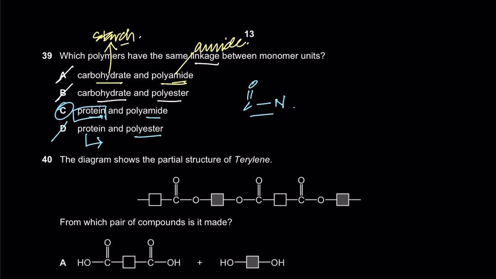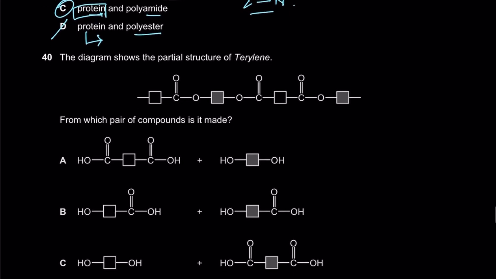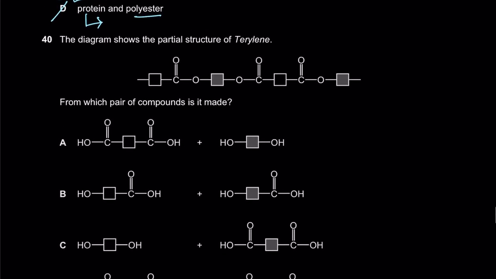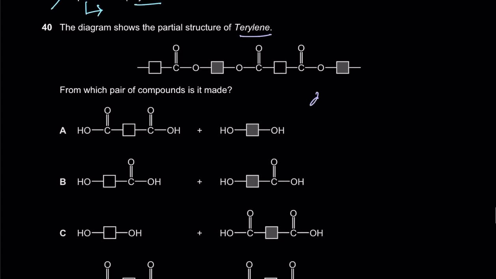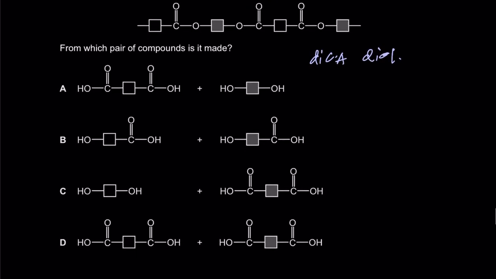Why did I put a cut on it? The diagram shows partial structure, sir, of terylene. Even if you knew that it's terylene, you know terylene is made from dicarboxylic acid and diol. Ain't that true? So check this out. That's my dicarboxylic acid and that's my diol. A is automatically correct. But let's suppose you did not know it.